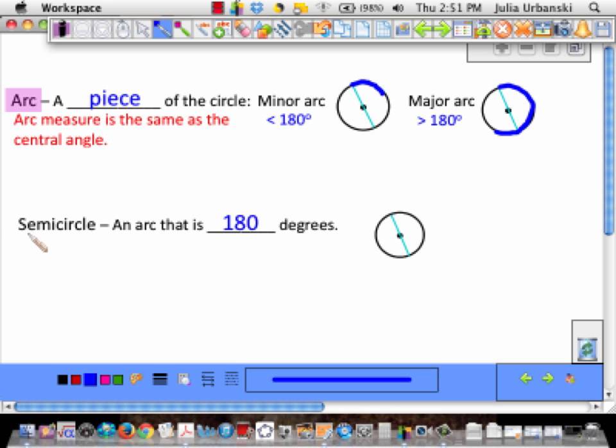A semicircle is an arc that is 180 degrees. 180 degrees is halfway around, so if you start at one end of the diameter and go to the other end of the diameter, you've created a semicircle, and this semicircle is exactly 180 degrees.